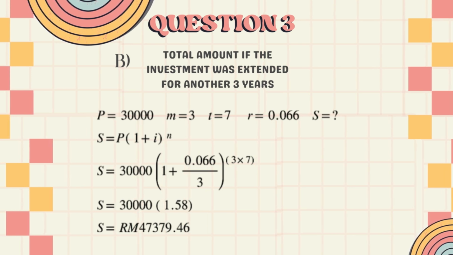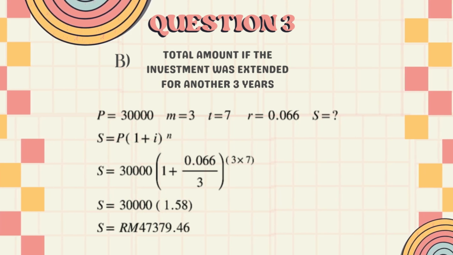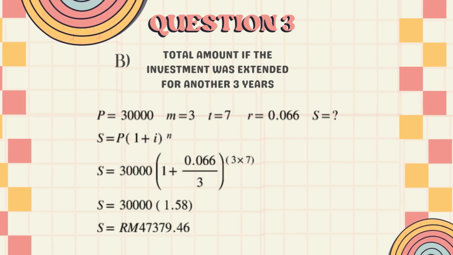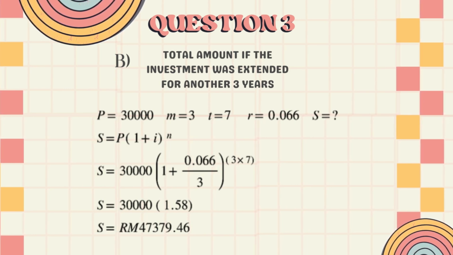In this question, we are using the same formula as before, which is S equals P(1 plus i) to the power of n. Substituting the given numbers, S equals 30,000 (1 plus 0.066 over 3) to the power of 3 times 7. Simplifying, it becomes 30,000 times 1.58. Then S will be 46,379 ringgit and 46 cents. This is the total amount if she invests for 7 years.